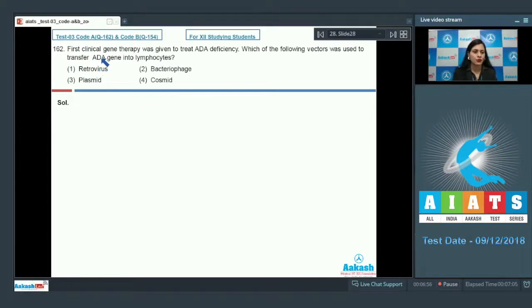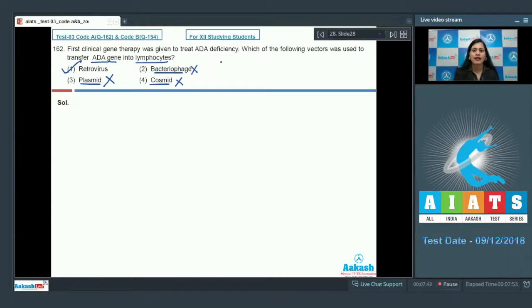Question number 162. First clinical gene therapy was given to treat ADA deficiency. Which of the following vectors was used to transfer ADA gene into lymphocytes? This is a direct question, and the correct answer to this question is retrovirus. This retrovirus is a disarmed vector which is used to transfer this ADA gene into lymphocytes. On the other hand, the other three options like bacteriophage, plasmid and cosmids are incorrect options.